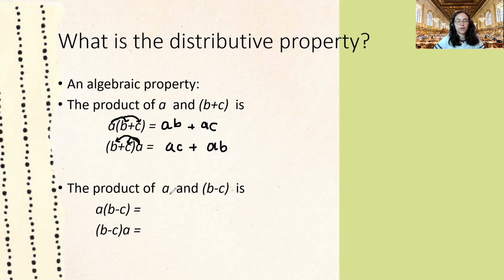Okay, and if we also had a difference within these parentheses, and we wanted to distribute the A into this, then it would be the same thing. We would distribute this here, so it would be A times B minus A times C. And if A was on the right-hand side as well, it would work the exact same way. So A times C minus A times B. Okay. So it just basically helps us to kind of simplify our expressions. So let's go ahead and continue.